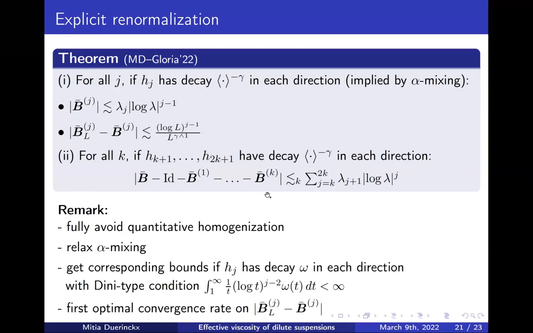And then you see that all this is without using quantitative homogenization, without using alpha mixing, but just some kind of decay of correlation functions. And well, so this is much more satisfying. We really understand what is behind those renormalizations to all orders, and this gives you a much finer result, as you see.